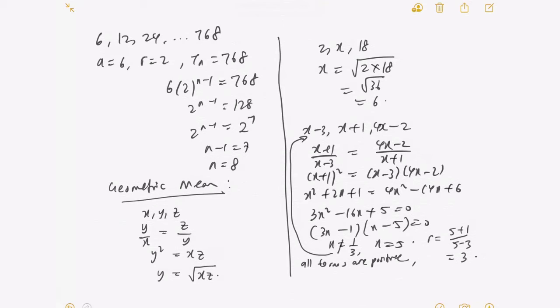Okay, now let's say I want to find the nth term. Maybe you have a progression like this, 54, 36, 24. Now you want to find the first term that is less than 1. This thing is going to go smaller and smaller. At one point, you'll be less than 1.